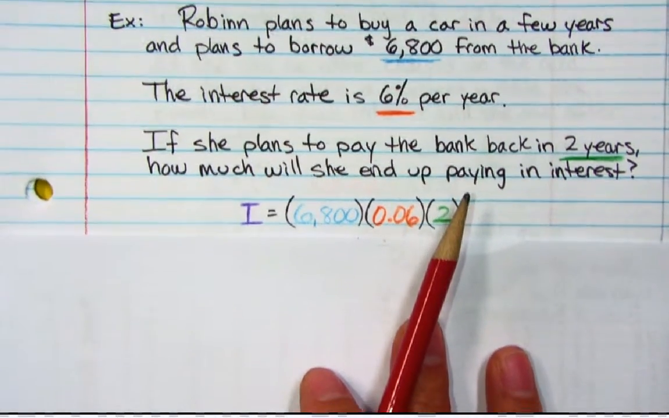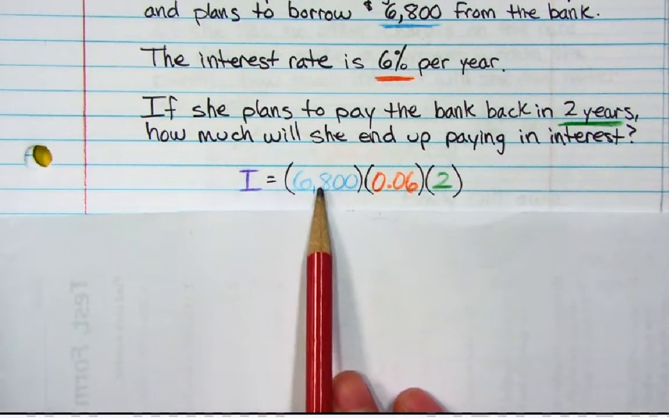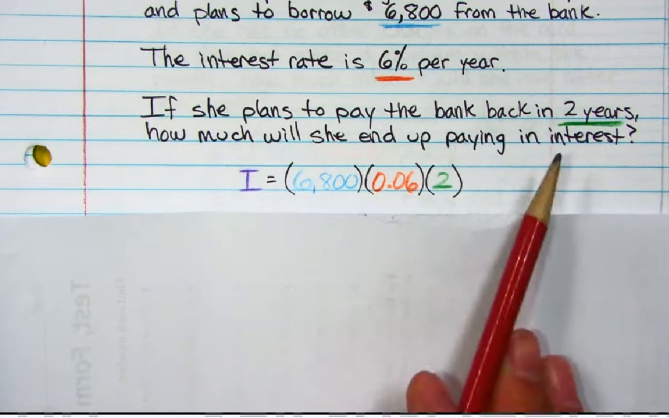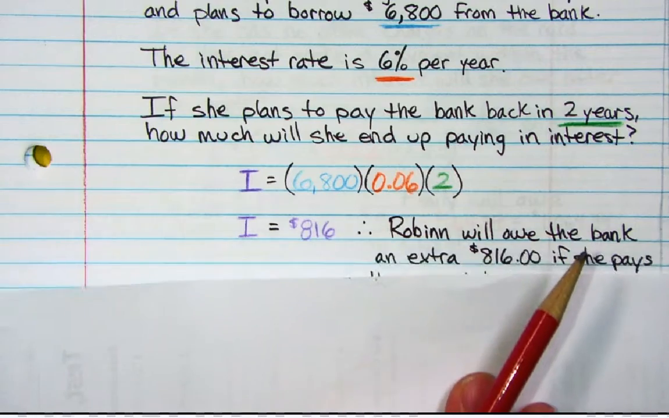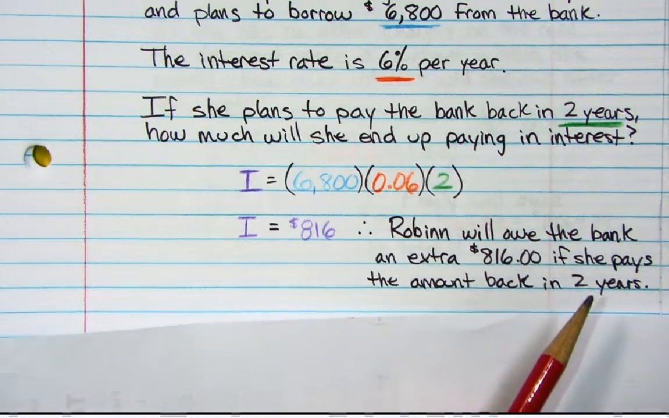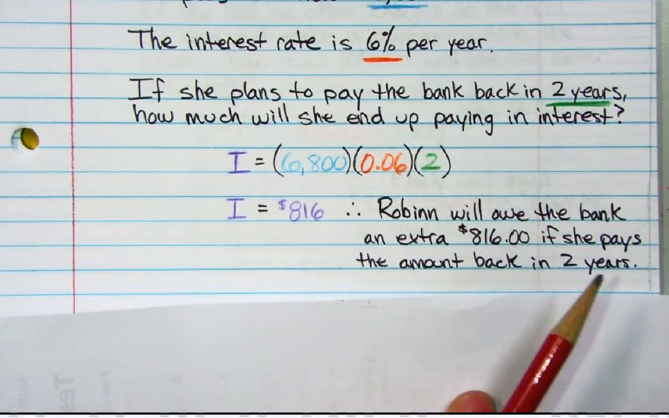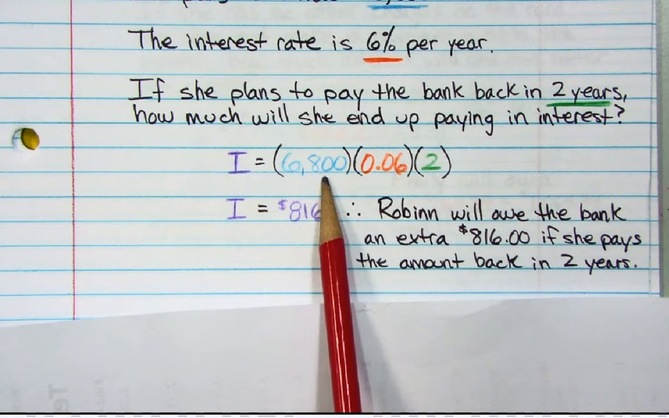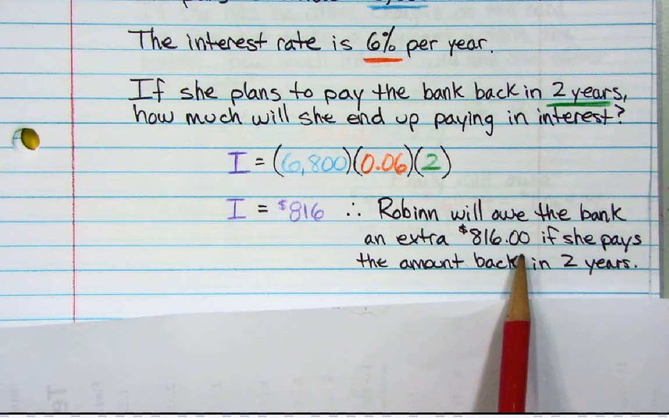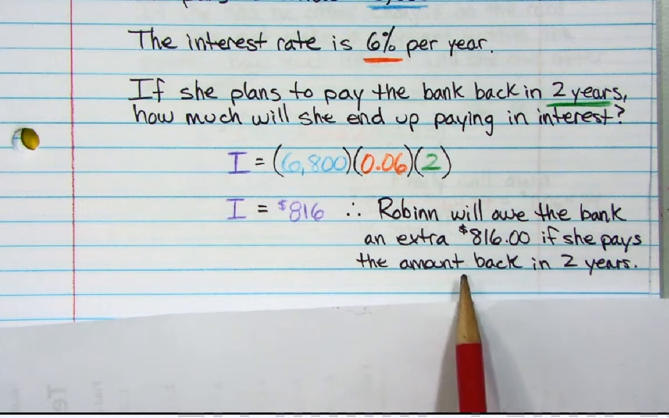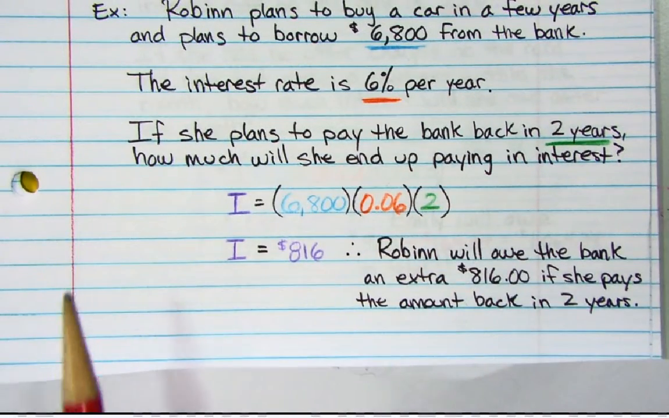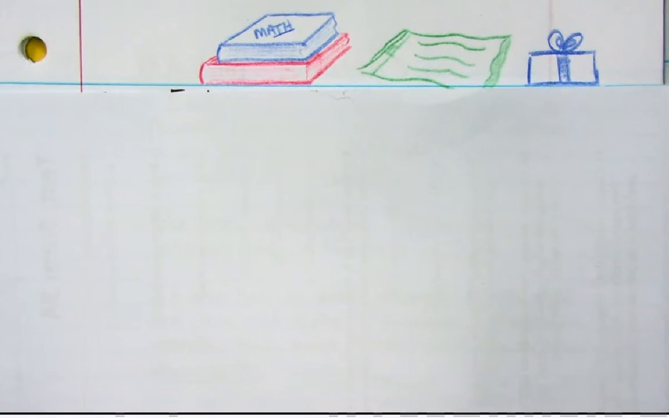All right, so the same goes true. 6,800 is the principal, 6% is the rate, and 2 is the number of years. You multiply, you find out that it's $816. Robin will owe the bank $816 more. She still has to pay the $6,800, but on top of that, an additional $816 if she pays it back in 2 years. Okay, so that's how it works on the reverse side. The first example is making money. This time you're owing some money, so watch out. And that brings us to our last example.